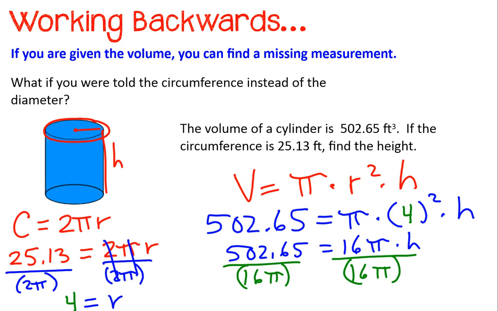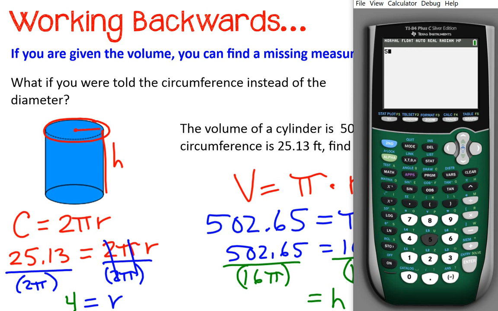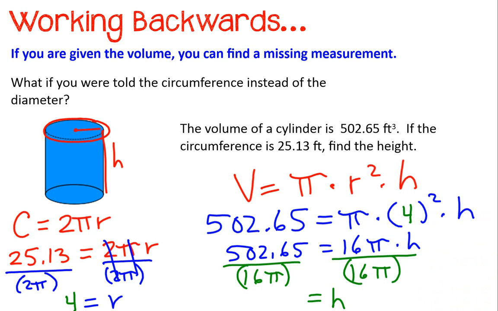Alright, this wasn't so bad. So I had to add this little extra step here. But it wasn't that hard. So it looks like the height, which is 502.65 divided by parentheses 16 times pi. 9.999999. I'm going with 10. So 10 feet. That's as difficult as it can get.